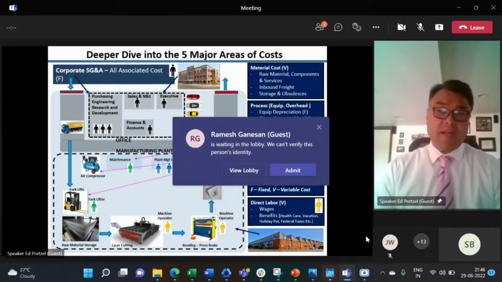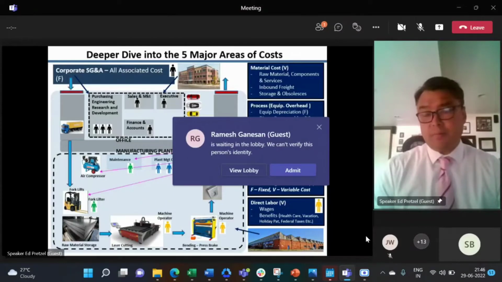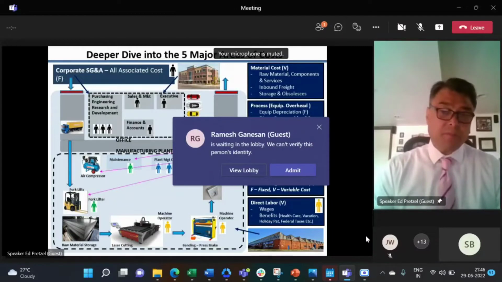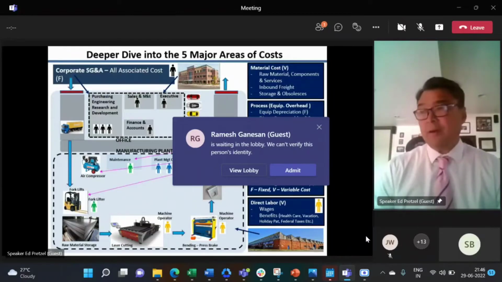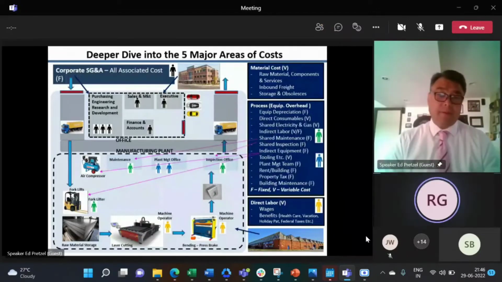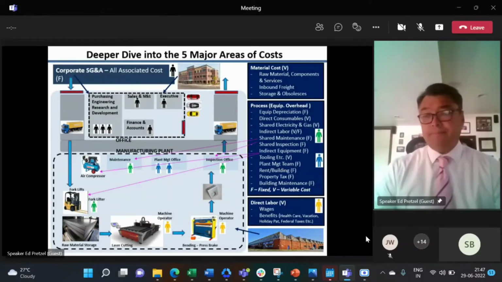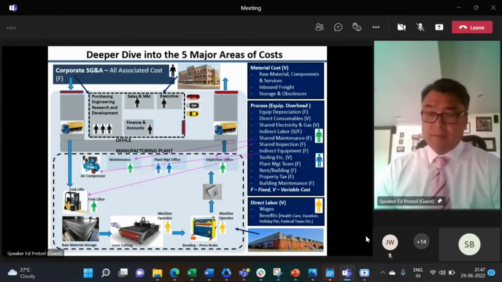When you think of material costs, it's not just raw materials. It's going to be your purchase components, outside services, inbound freight. There could be some storage and other overheads, and sometimes we have obsolescence cost for parts that are no longer used. When you think of overhead, that is the most complex part of the cost structure. It basically is the cost for all of your equipment, your management, your utilities, and indirect labor is going to be part of that overhead.